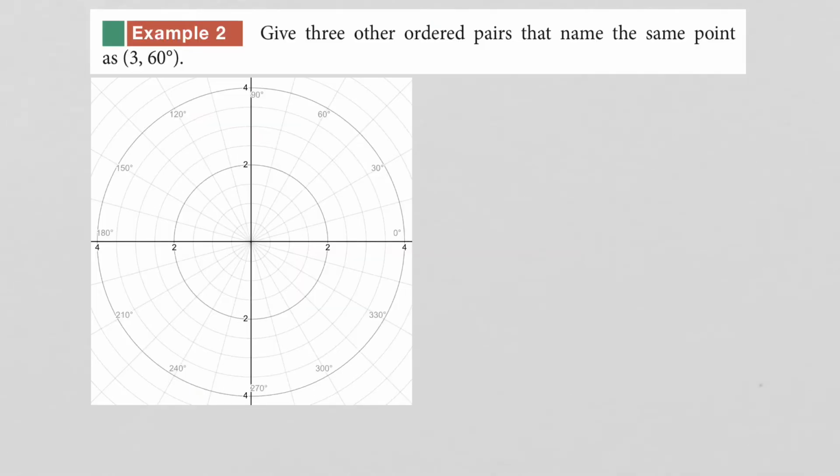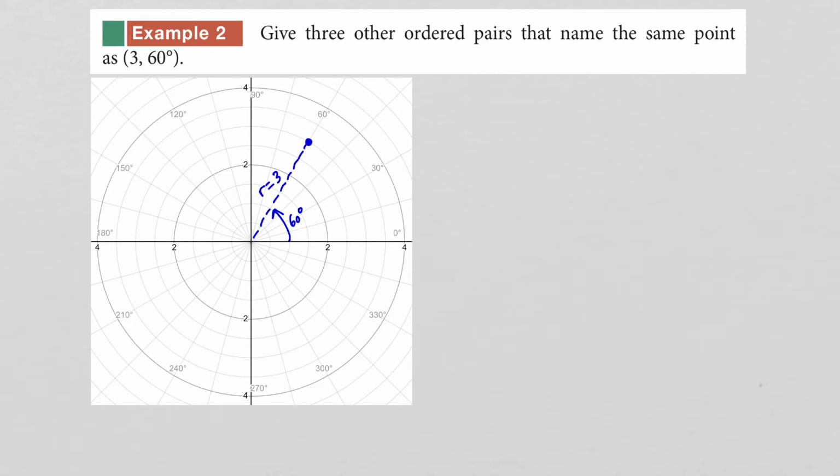In the next example, we're going to talk about why polar coordinates are not unique. So in this example, it says, give 3 ordered pairs that name the same point as the point (3, 60 degrees). So let's go ahead and graph the point (3, 60 degrees). So we go to the 60 degree angle, and 3 units out from there, we get that point. Now, what we know is that this angle right here is 60 degrees, and we know that R is equal to 3.